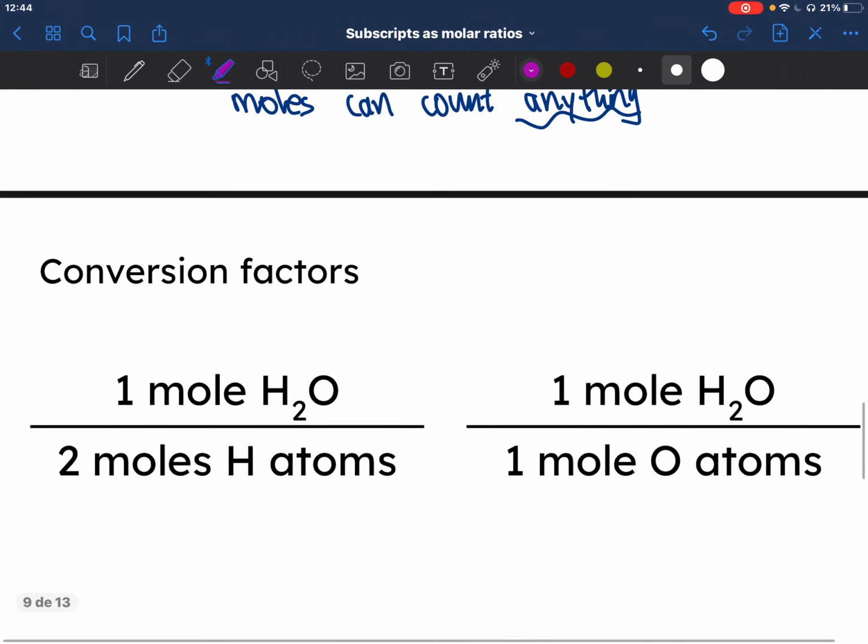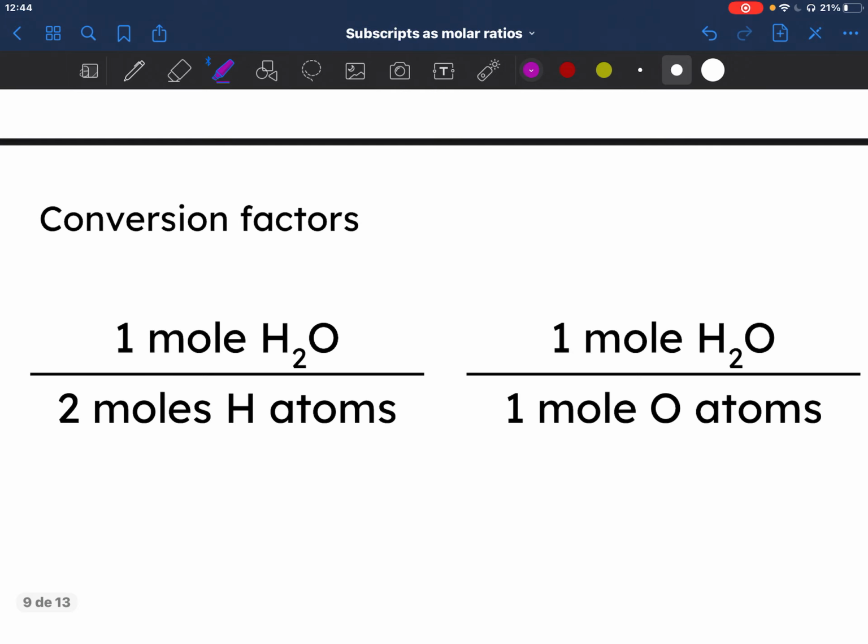All right, so that gives us these conversion factors: for 1 mole of water molecules, I have 2 moles of hydrogen atoms, which I notice is a subscript for hydrogen, or for 1 mole of water molecules, I have 1 mole of oxygen atoms, which I notice is that invisible subscript for oxygen. We generally don't write it.